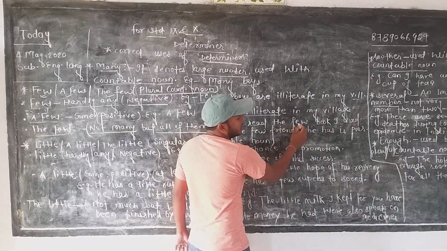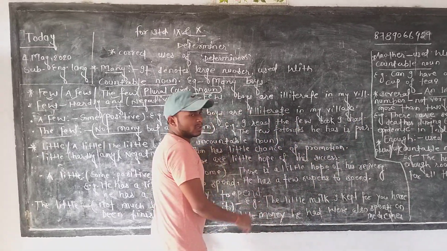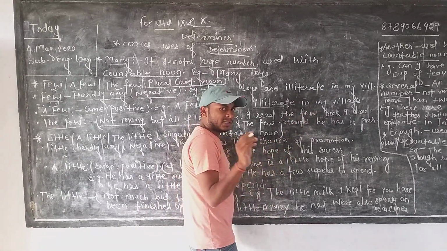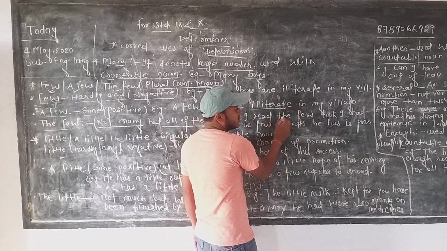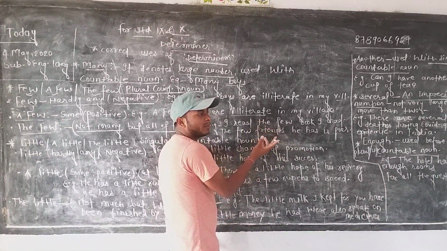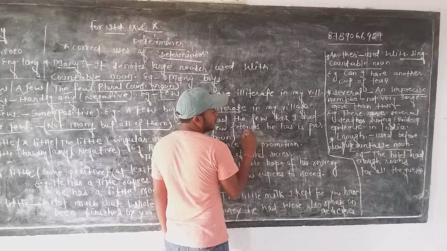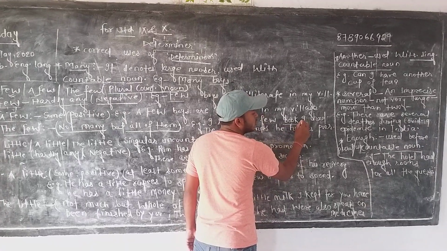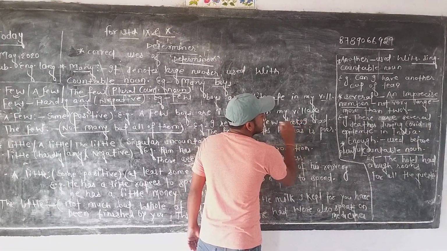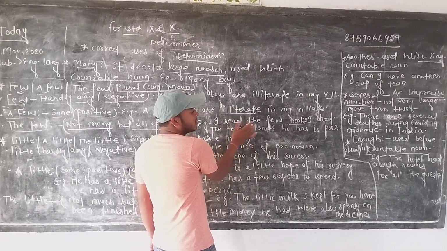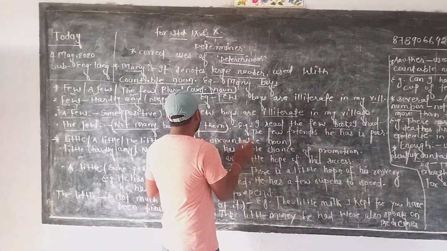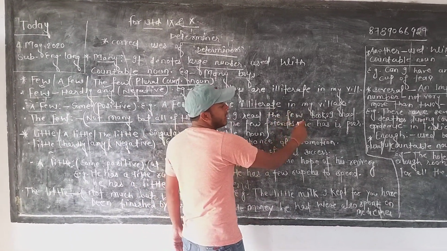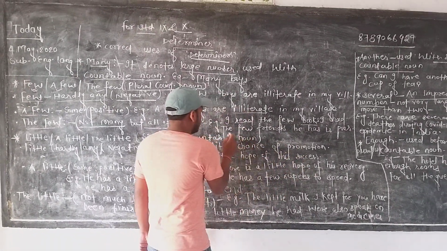Example: I read the few book I had. Here you can see there is one error in this sentence. After a few or the few, the noun must be in plural form and it should be countable. Here I have written book, so it should be in plural form, books, not book. Got it now? I read the few books I had. It means I had not many books, but whatever books I had, I read all of them. Getting it?